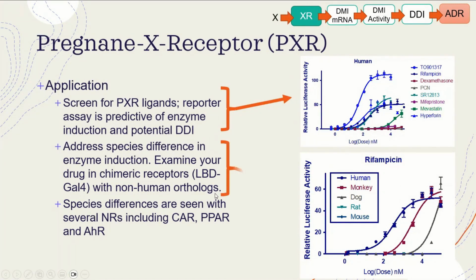Now, what you can do as well is you can look at species differences. So we can take these reporter assays and we can design them for specific non-human orthologs. So you can say, well, did my animal study, was that reflective of human drug-drug interactions? And you can do that not by looking at monkey, dog, rat, or mouse, you can look at the PXR constructs from the monkey, dog, rat, and mouse.